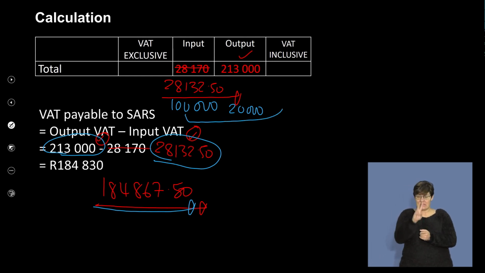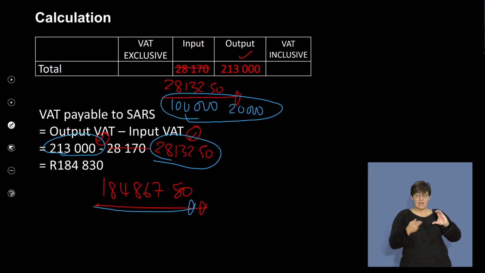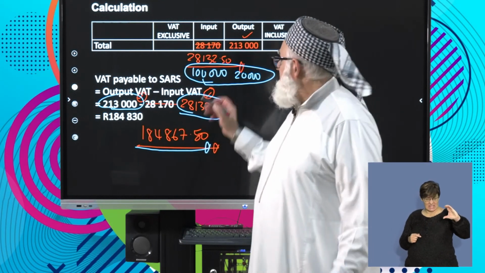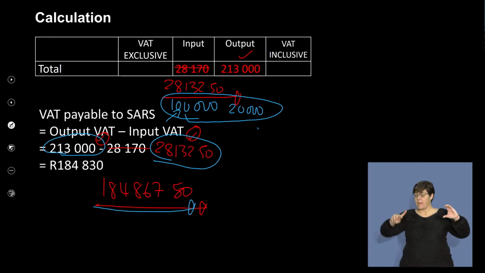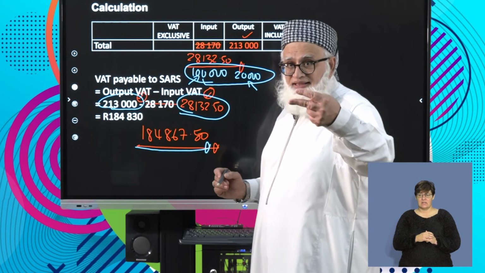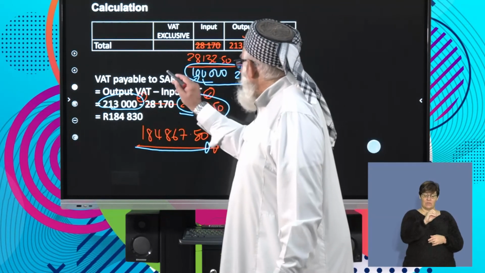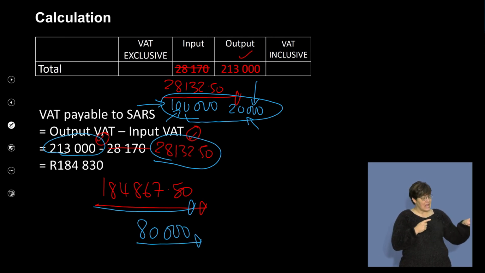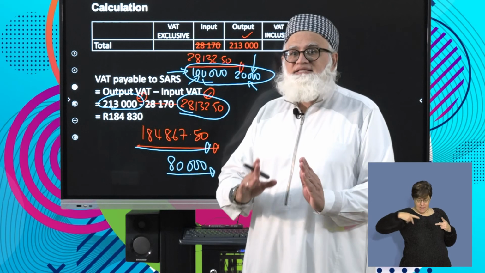You just started trading and you've only collected 20,000 Rand as your output VAT. Clearly in this scenario, you can see that your input VAT, which is the 100,000, is greater than your output VAT. Remember, I'm showing it to you in a different color so you can see the difference between the two situations. In the second scenario, your input is 100,000 and your output is only 20,000. In this case, you can see that the 80,000 would be an amount receivable from SARS. Can you see that? Why? Because your input is greater than your output.